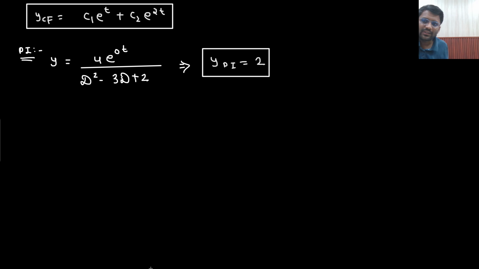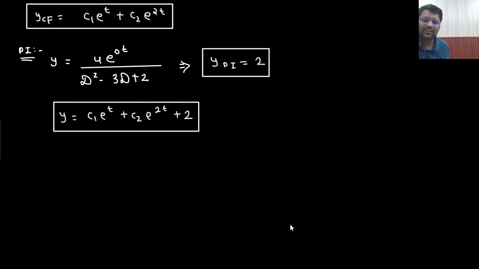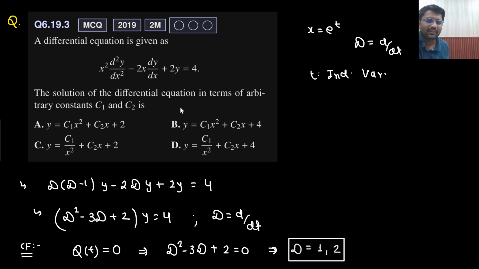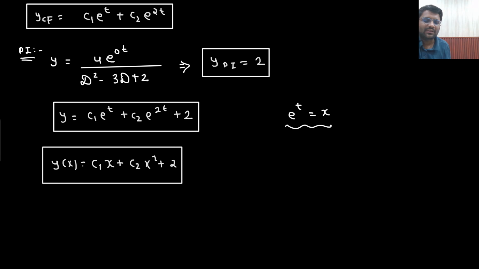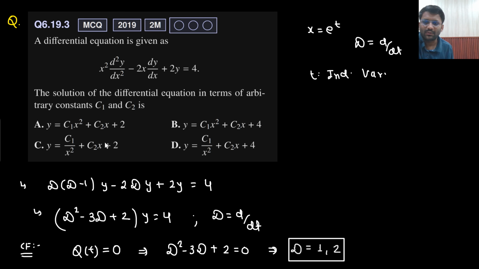Right? So what is the value of y we are getting? The value of y is c1 e to the power t plus c2 e to the power 2t plus 2. Now what is e to the power t? E to the power t is nothing but x only. So y as a function of x, what will you get? c1 x plus c2 x square plus 2. So your answer is c1 x plus c2 x square plus 2. This is the answer that you are getting.